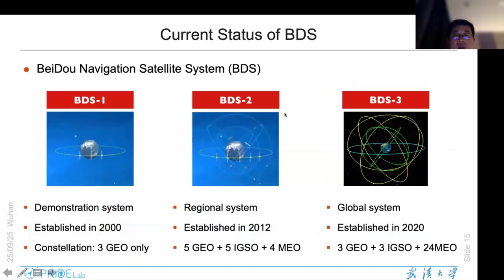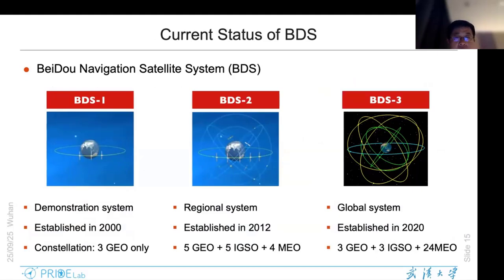Now we come to the BDS constellation. The Beidou system has three stages of development. The first generation of the BDS constellation was established in the year of 2000. It consists of only three GEO satellites, the geosynchronous orbit satellites.